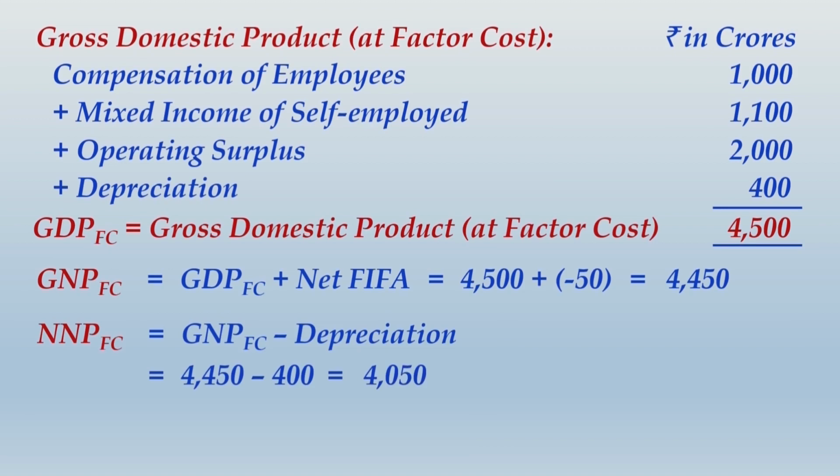You can approach the calculation even this way. So this is just an alternate way of presenting the NNP at factor cost. So please write up this whole thing, and that will be end of the solution.